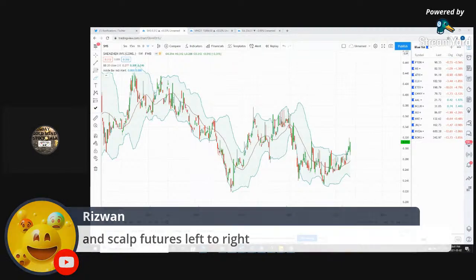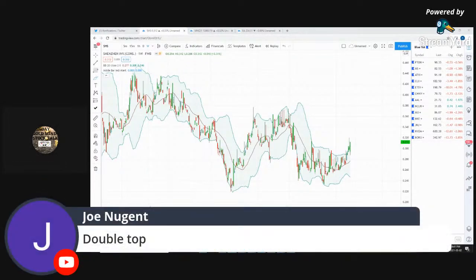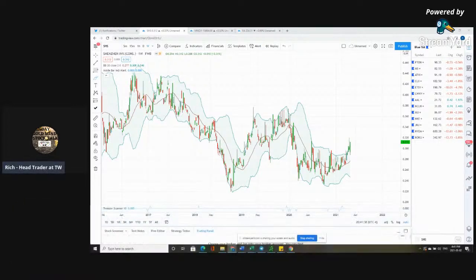Rizwan says from day trades and scalp futures. Beautiful, man. Beautiful. Joe, double top? More of a head and shoulders, I would say. If it comes back all the way to last week's high, then yeah, double top for sure. Awesome. Okay. All right.